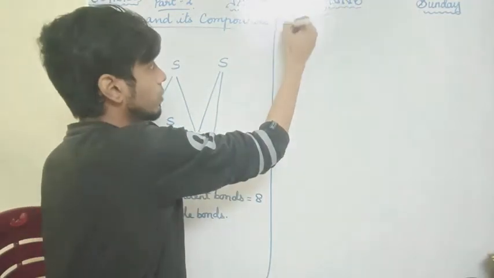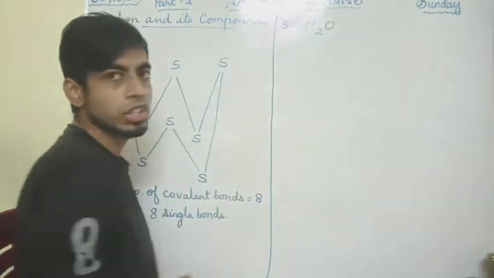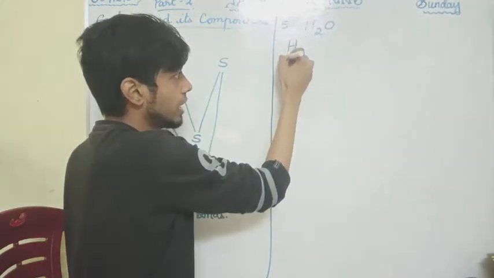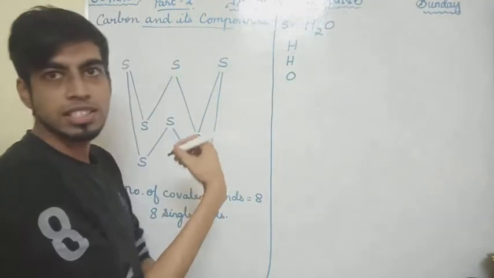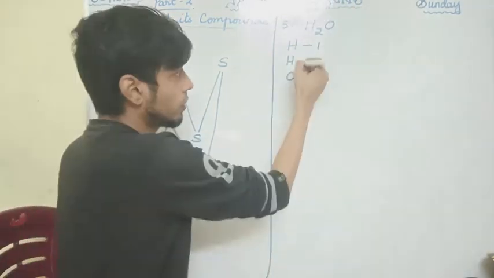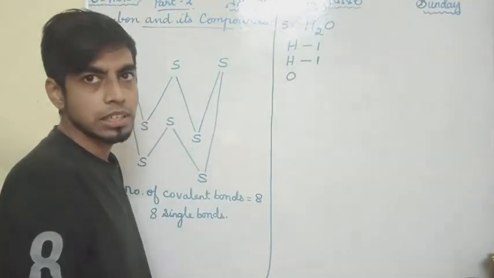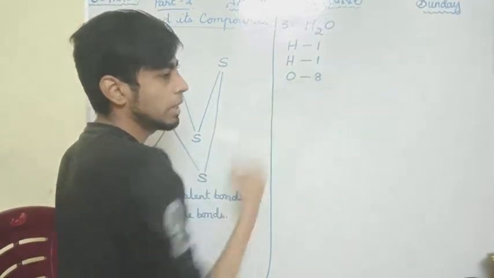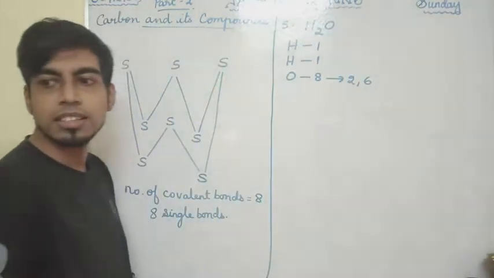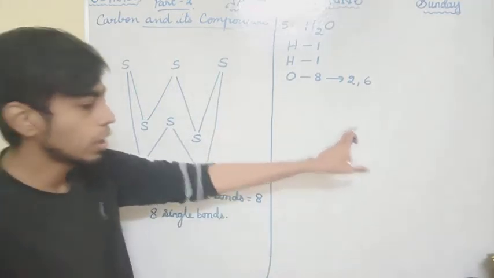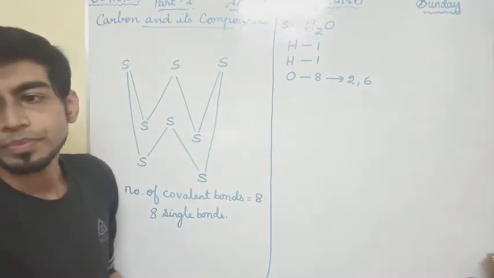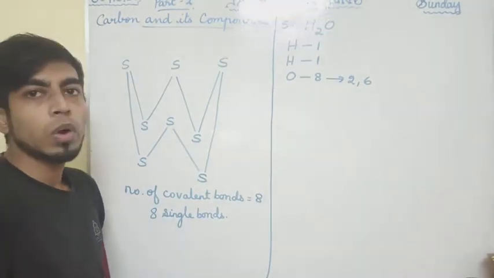Now we will draw the electron dot structure for H2O. H2O means what are the atoms present here? 2 hydrogens are present and 1 oxygen is present. For hydrogen, the atomic number is 1. For another hydrogen, the atomic number is 1. For oxygen, the atomic number is 8, which will be arranged as 2, 6. So now we have to draw the electron dot structure for this water molecule.